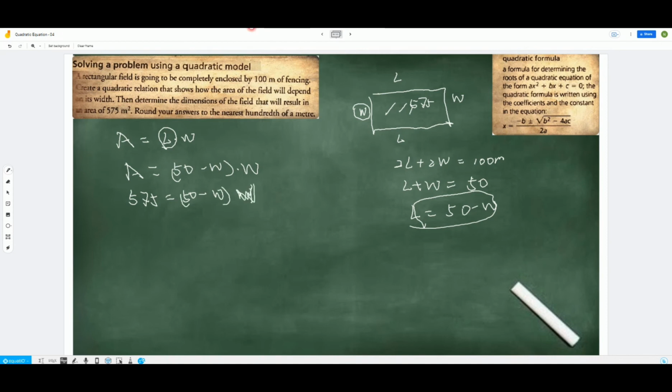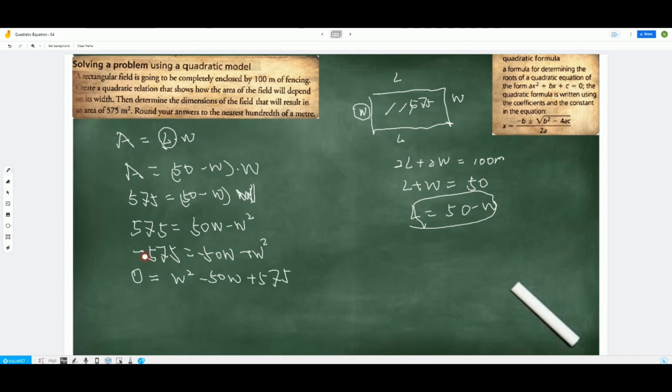So we rearrange this equation. 575 equals, first expand it, 50W minus W squared. We want to remove the negative, so multiply both sides by negative 1. So negative 575 equals W squared minus 50W. Then we move 575 to the other side, so 0 equals W squared minus 50W plus 575.